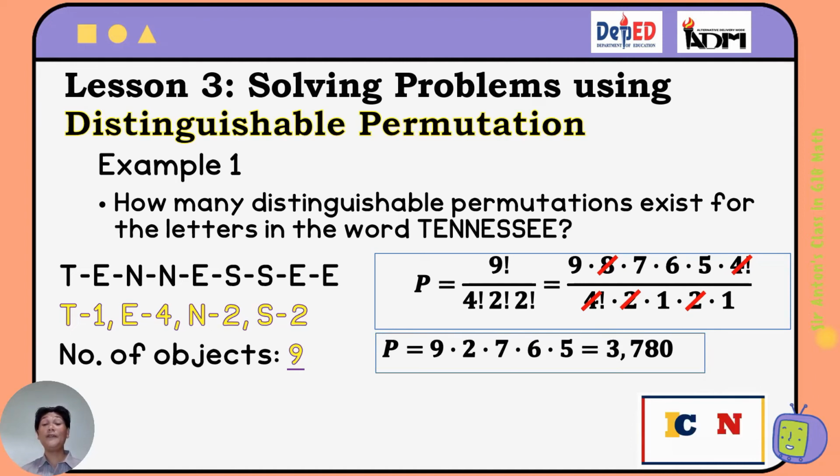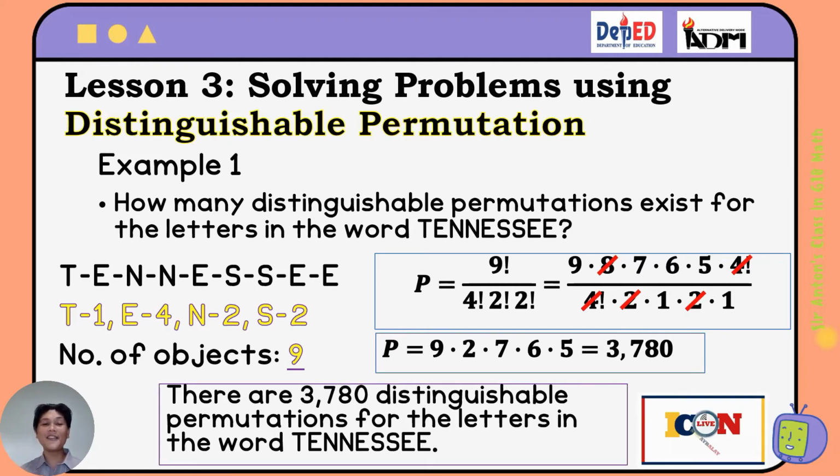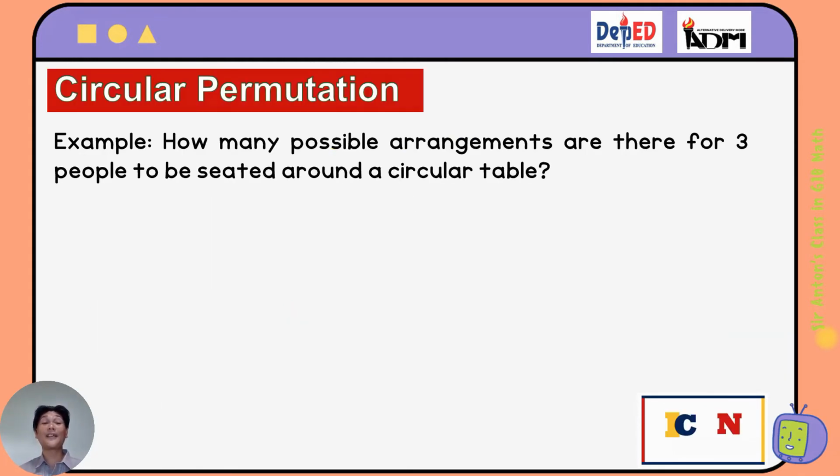It will be like this. The 8 will now become 4, then copy 7 times 6 times 5, and there are 3,780 arrangements. Statement for the answer: there are 3,780 distinguishable permutations for the letters in the word Tennessee. So let's have now a circular permutation.